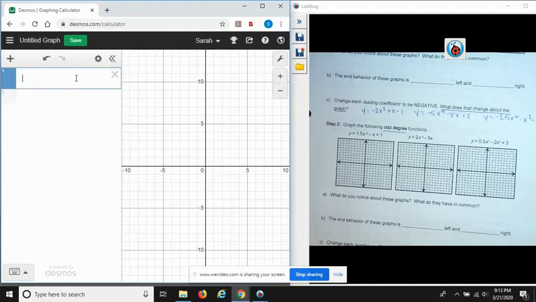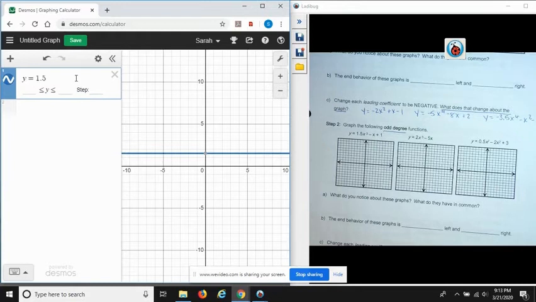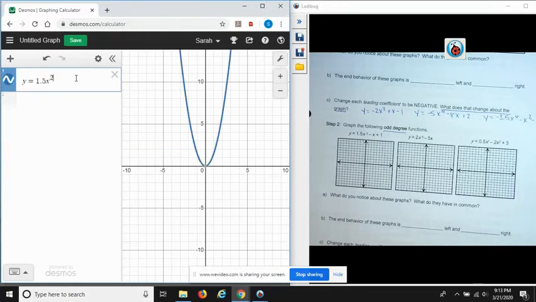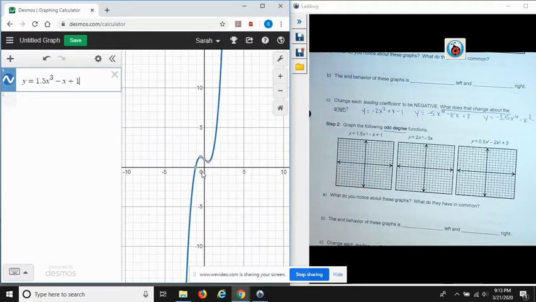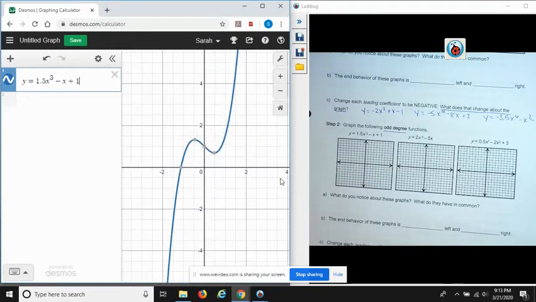We're going to have y equals 1.5x cubed minus x plus 1. Okay, and we're going to get this function right here. I'm going to zoom in. Oops, that was out. I'm going to zoom in a little bit so you guys can see.